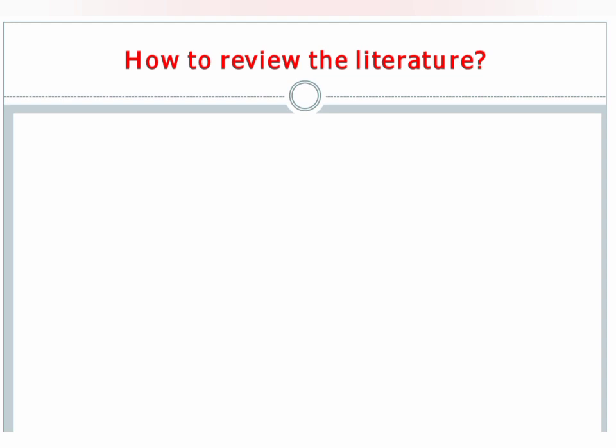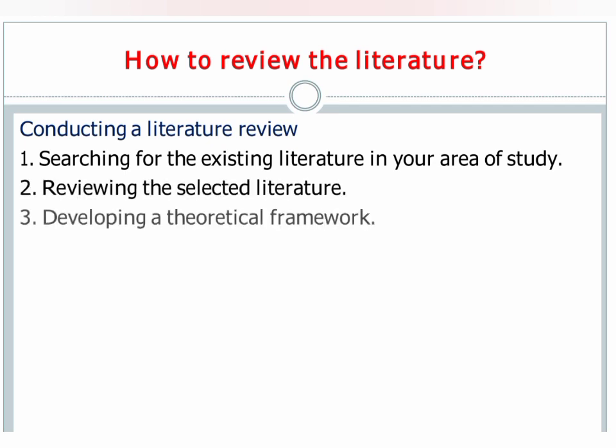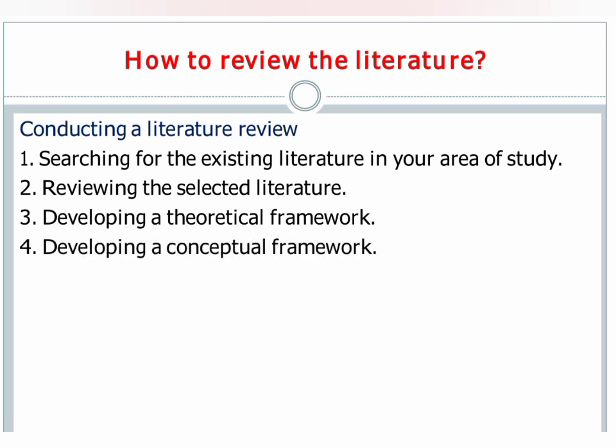So we are going to conduct the literature review in the following 4 steps. That is searching for the existing literature in your area of study, reviewing the selected literature, developing a theoretical framework, and developing a conceptual framework. So these are the 4 steps involved in conducting a literature review. Now let us see briefly about each and every step in detail.